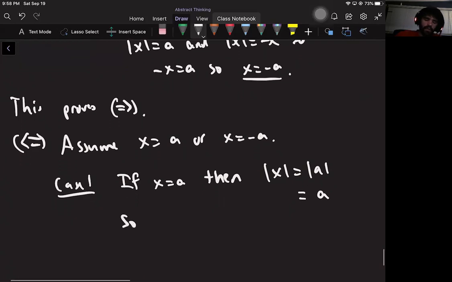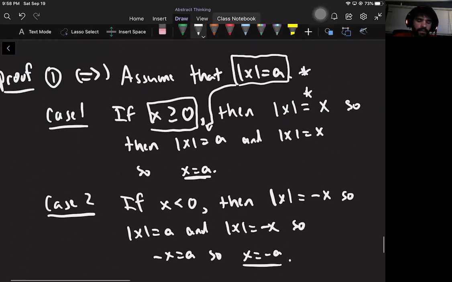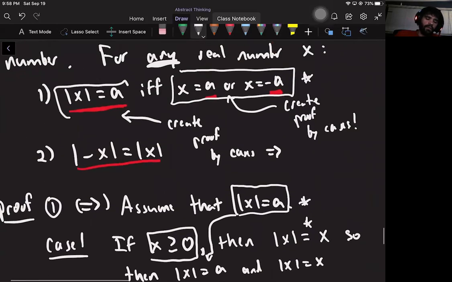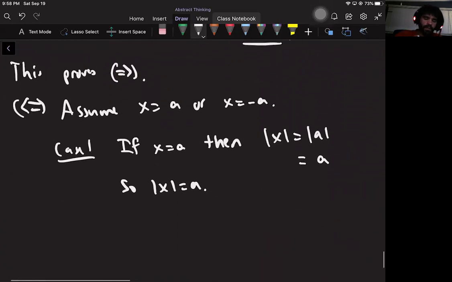So I'm done, because what was I trying to show in the backwards direction? I was just trying to show that the absolute value of x is a. So I've done that here. I've done what I wanted to show in the backwards direction. That's the conclusion. Okay, but that only covers the first case.